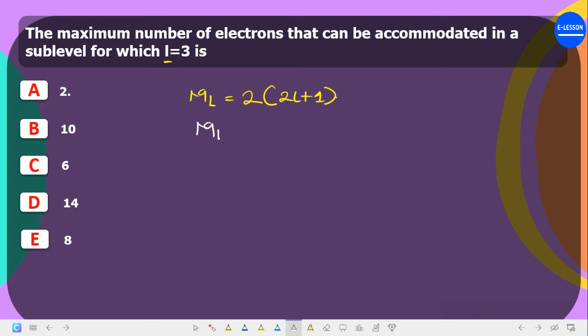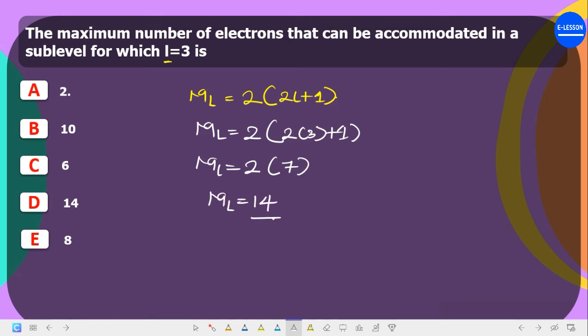So our maximum number of electrons will be 2(2 times 3 + 1), where the value of L is 3. Now we have to solve everything inside the bracket. So this becomes 2(6 + 1), which is 2(7), and that is equal to 14. So the correct answer is 14.